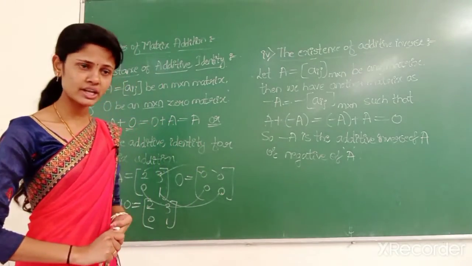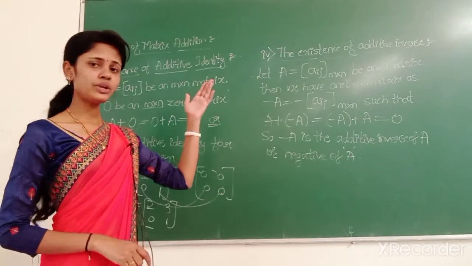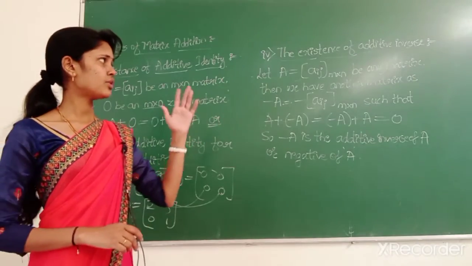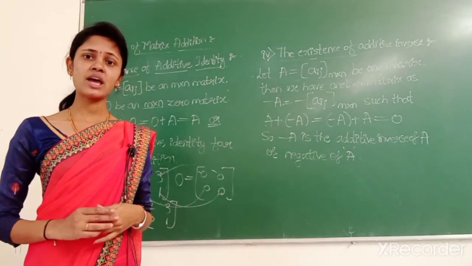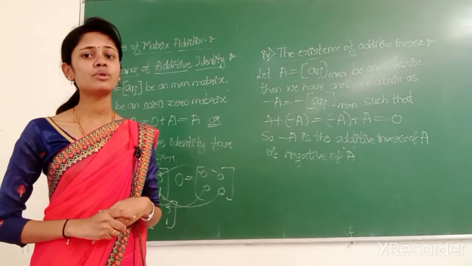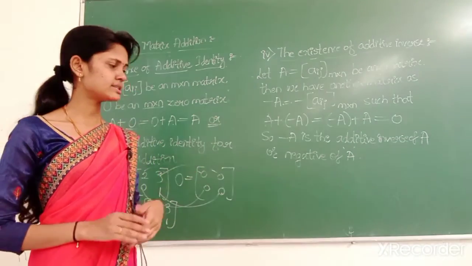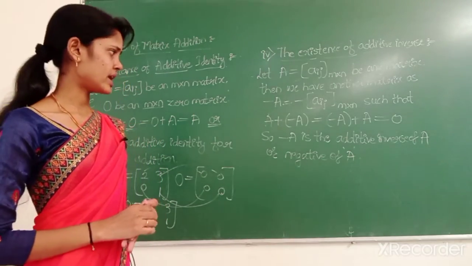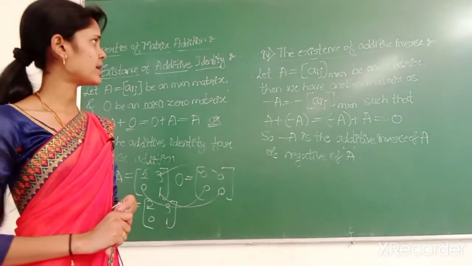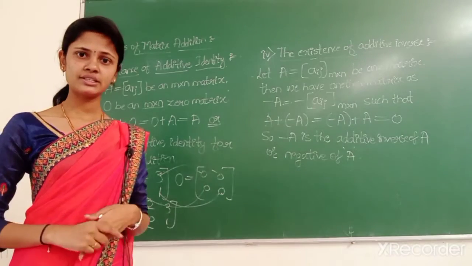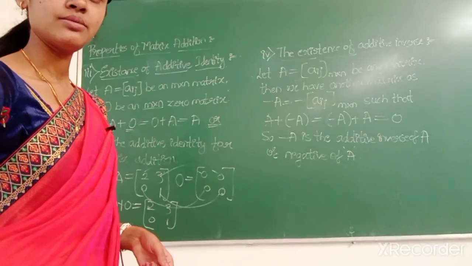Why do we call it the negative of A? Because whenever we have a matrix A, then for the additive inverse we must have the negative of that given matrix. That's why we call it a negative matrix, or negative of A, the given matrix. This is the existence of the additive inverse.